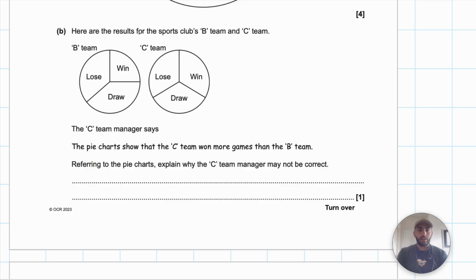Part B. Here are the results for the sports club's B team and C team. That's the B and that's the C team. The C team manager says the pie charts show that the C team won more games than the B team. Referring to the pie charts, explain why the C team manager may not be correct. When we take a look at these pie charts, we can't see how many games they played in total, so we can't see how many games they won or how many games they lost. So we can say the total amount of games played is not given.